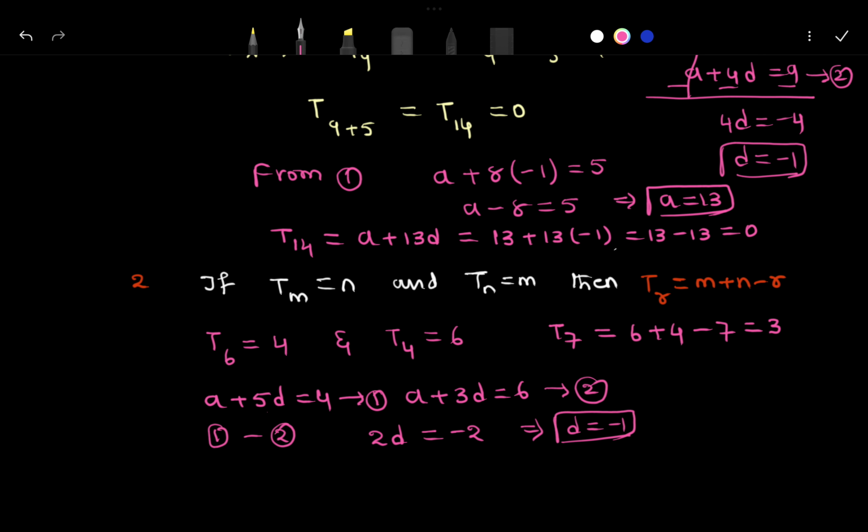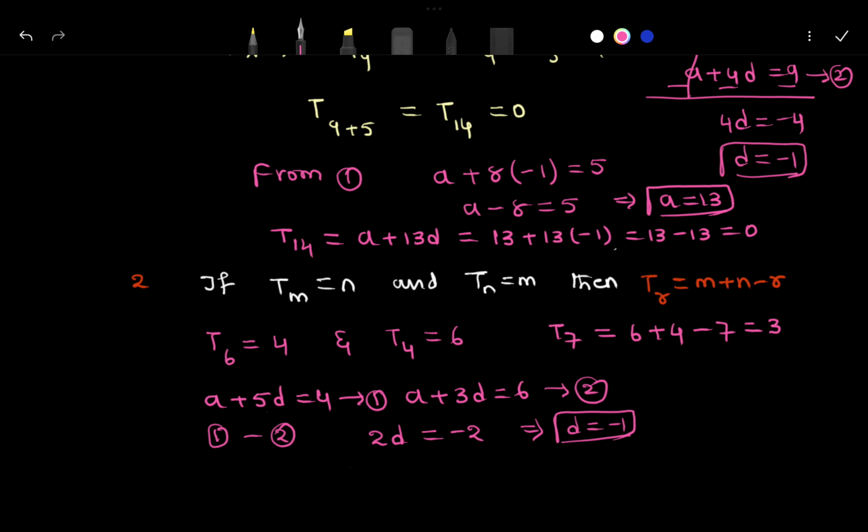Substitute this value in either equation 1 or equation 2. So from equation 1, A plus 5 into minus 1 equals 4. From this, A equals 9.